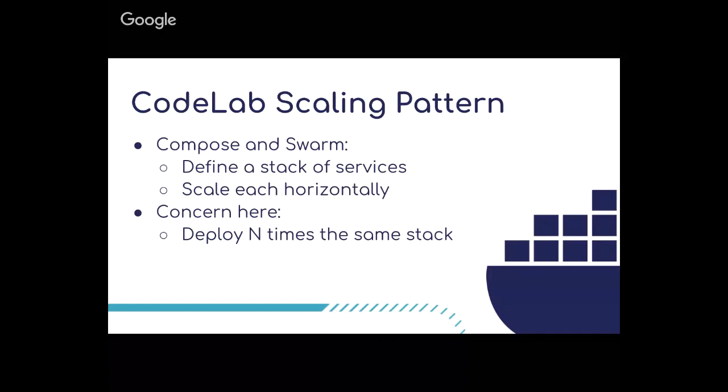So first, the scaling pattern. When we talk about scaling horizontally a service, you have, let's say, a reverse proxy, a middleware and the database on a basic and stereotyped application. You just want to have n times the same application. But in our case, what we want is n times the same stack. So I just want to duplicate my stack.